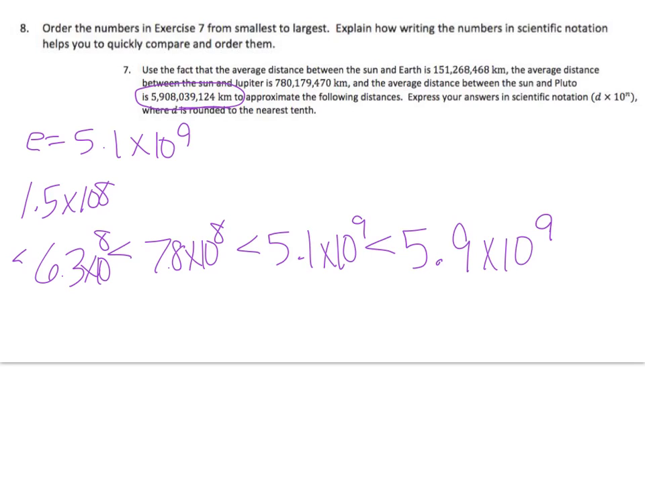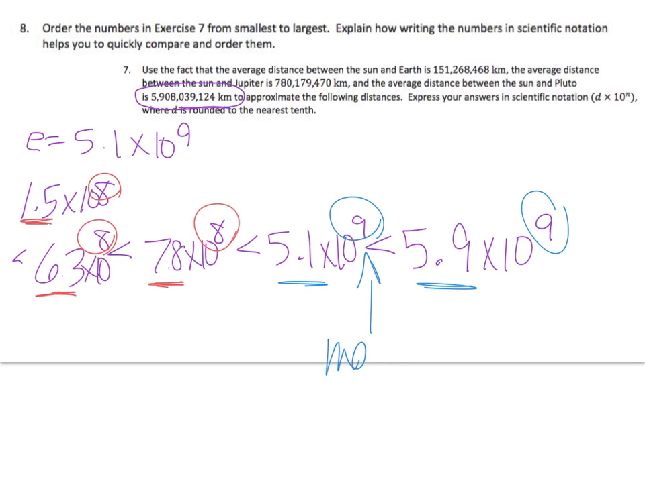But if you see, it's way easier to figure it out because I'm just comparing the numbers in front, right? These are all 10 to the 8th, so all I have to do is compare the 1.5, 6.3, and 7.8. And then we have all the 10 to the 9ths, so I just have to compare those two numbers. Super easy. Okay, remember, that's called magnitude. So the 9th magnitude is bigger than the 8th magnitude, right? Good job. Let's look at something else.